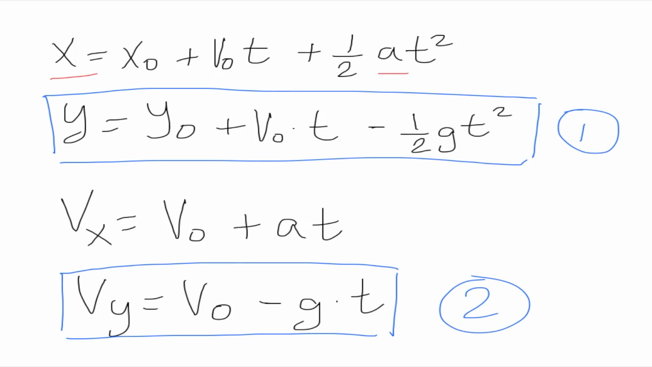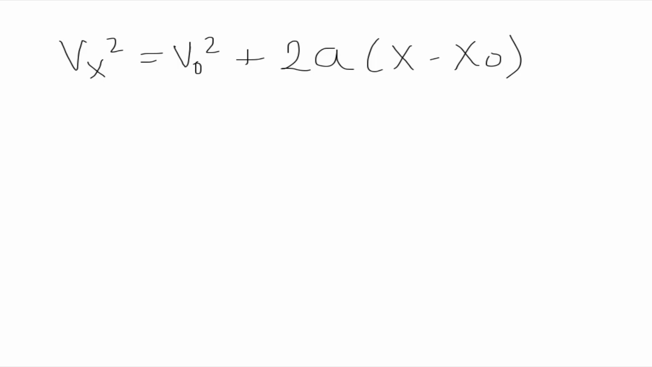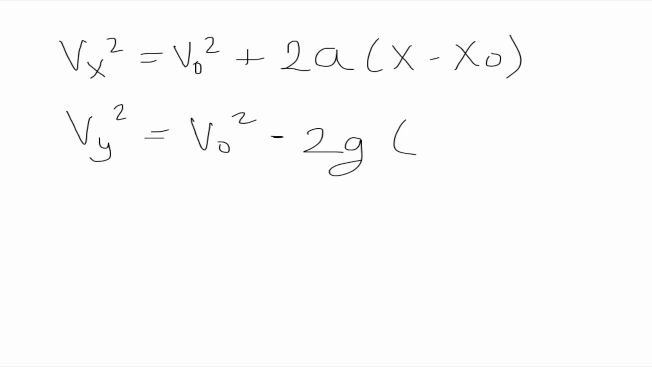And finally, the third and last formula. So the formula was Vx squared is equal to V naught squared plus 2 times acceleration, all times the subtraction of the displacement x minus x naught. So like before, we changed Vx into Vy. That's Vy squared. V naught squared is the same. Minus 2 times gravity, and we can change this to height, y minus y naught. And that is the third formula.